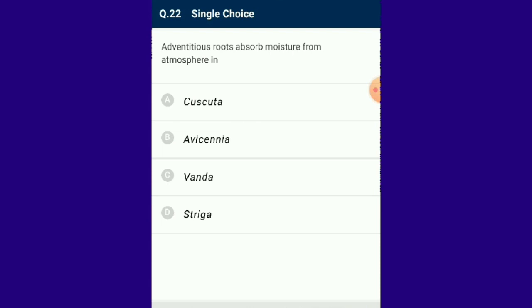Question number 22. Adventitious roots absorb moisture from the atmosphere in. Roots that grow from any part of the plant other than the radicle form adventitious roots. This is also known as false root. The hygroscopic root is a type of modified adventitious root that absorbs moisture from the environment with the help of specialized tissue called velamen tissue. This tissue provides support, prevents water loss and assists water absorption. Answer is Vanda. Adventitious roots that absorb moisture are found in the Vanda plant.